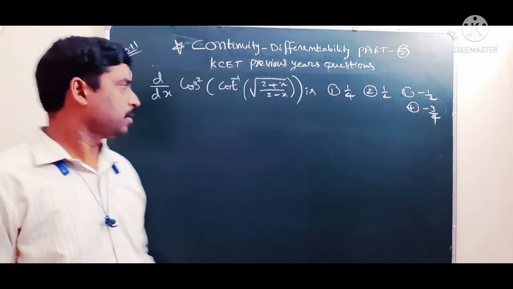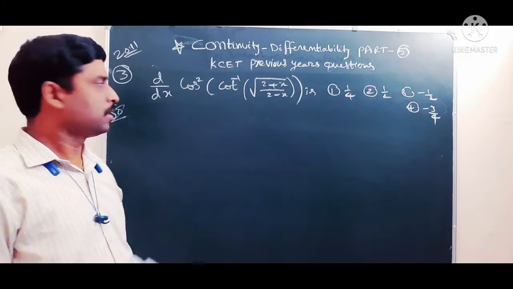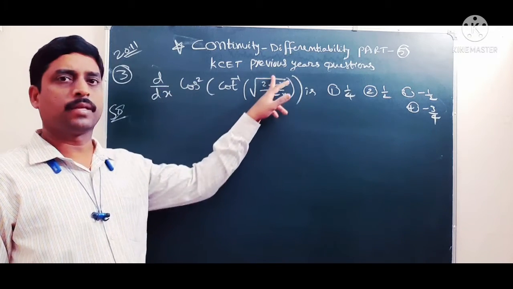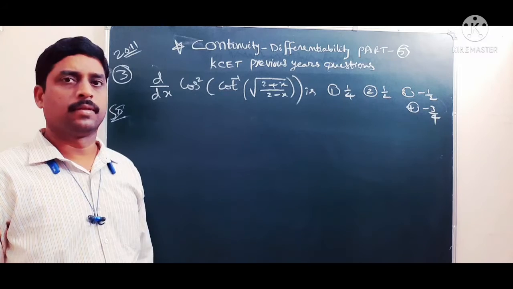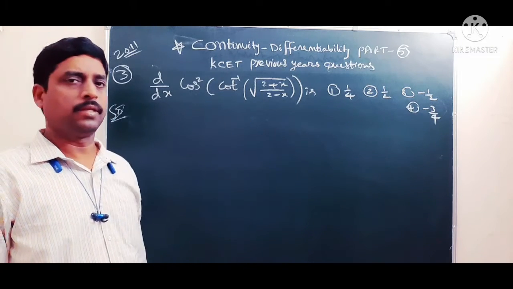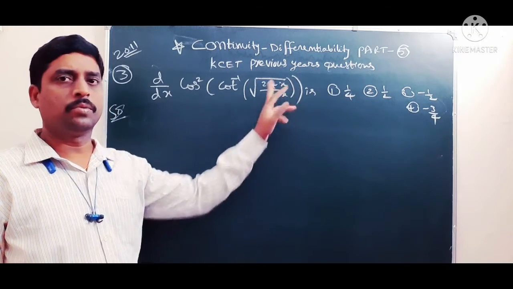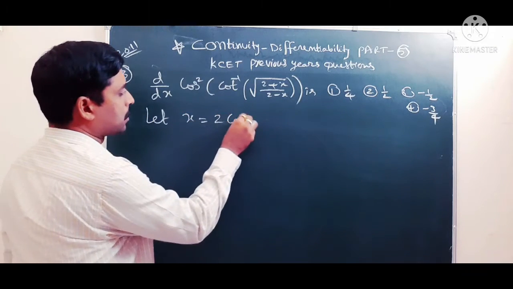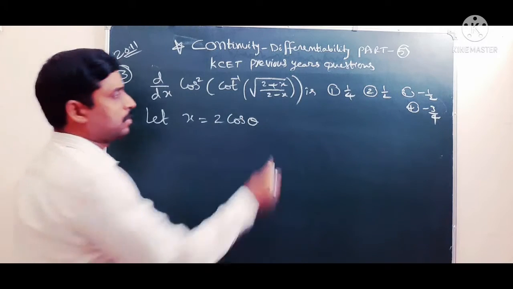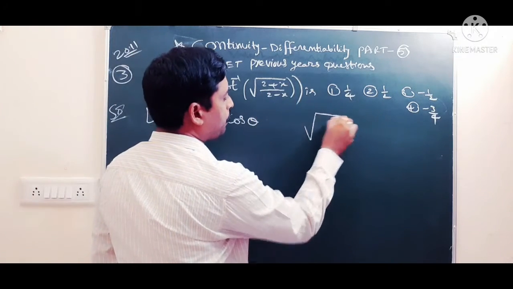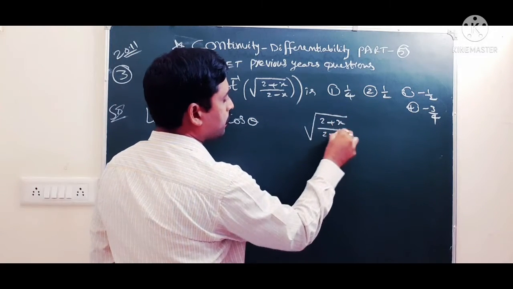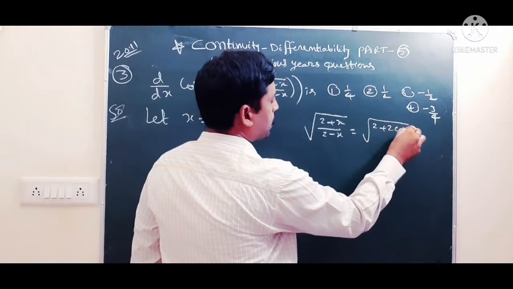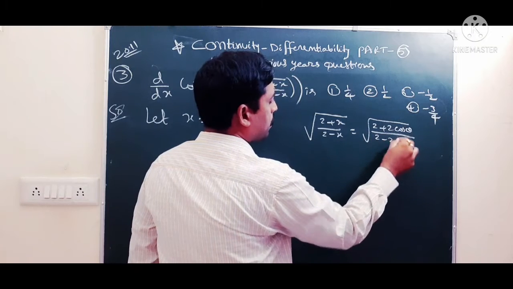Okay, look at the next question. This is from a 2011 question. d by dx of cos square cot inverse of under root 2 plus x by 2 minus x. Okay, by using the substitution method, let us take x is equal to 2 cos theta. First, we have to find the 2 plus x by 2 minus x value. So this value will be 2 plus 2 cos theta by 2 minus 2 cos theta.